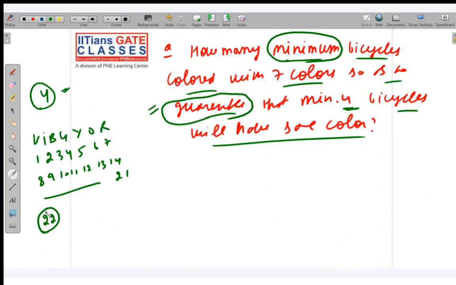I think you have got it. This is a very simple scenario. I hope it's clear. If you have any doubt, you can ask. Is it okay now? So how many bicycles are minimum needed? Minimum 22 bicycles are needed.